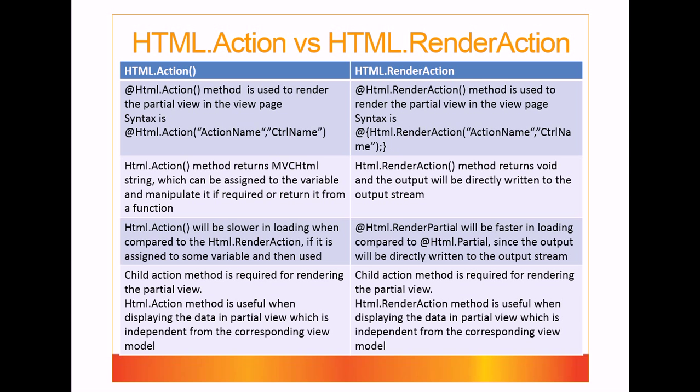Now let us see the differences between these two methods. The differences are very similar to the previous slide I showed: @Html.Action returns an MvcHtmlString which can be assigned to a variable and manipulated if required, or returned from a function, whereas @Html.RenderAction returns void and the output is written directly to the output stream. Coming to performance, @Html.Action will be slower in loading compared to @Html.RenderAction if it is assigned to some variables and used. So @Html.RenderAction will be faster.